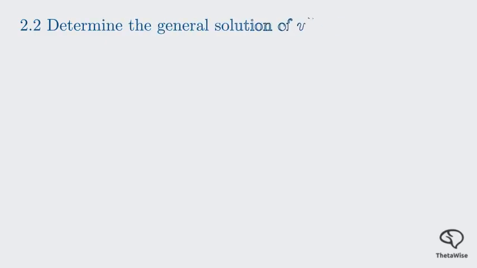Let's move on to the next equation in this section, 2.2. The problem is y double prime minus 2y prime minus 8y equals 3 times e to the negative 2x. We'll follow the same two-step process. First, find the homogeneous solution yh, and then the particular solution yp.